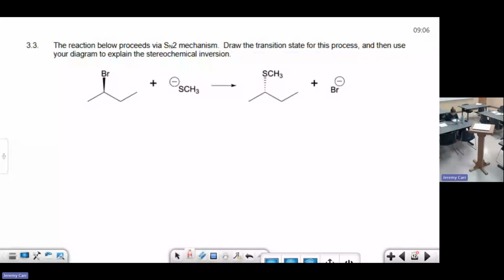This is a big clue right here, right? It's telling you that this is an SN2 reaction. It's proceeding via SN2 mechanism. So we're going to draw the transition state for this particular process and then try to explain why you're having what's called stereochemical inversion. And this is kind of an interesting feature about SN2 reactions. They proceed via stereochemical inversion.